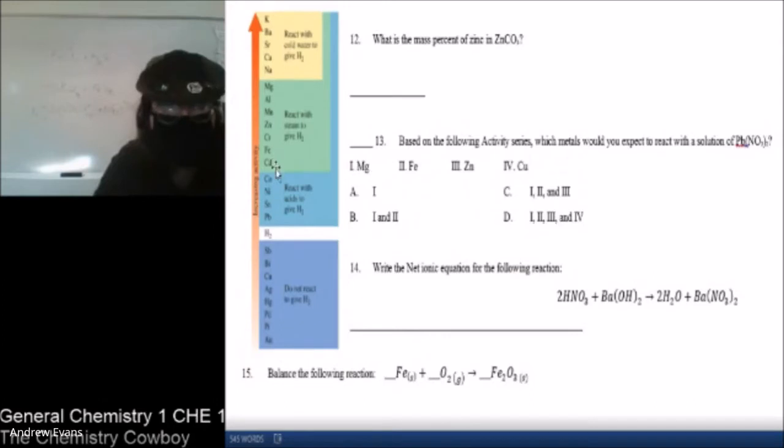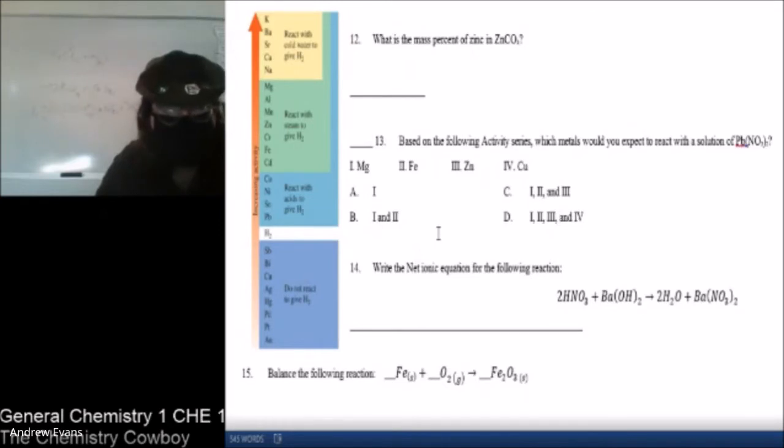So anything that is above lead on this table will react with lead. Magnesium is right here, the top of the green section, and would react with lead. Iron, it's the bottom of the green section, but it's still above lead, so it would react with lead. Zinc, in the middle of the green section, would still react with lead. Copper, which is below lead, below hydrogen even, will not react with lead. So only answers 1, 2, and 3. So answer C would react with lead.